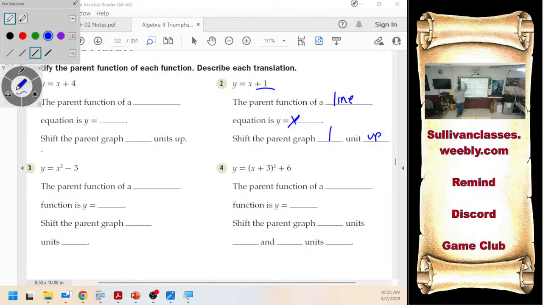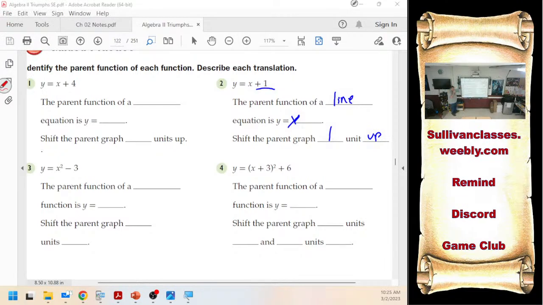Look at number 3. Does it got a squared or not? Yeah. So it's, you could do either. I would take either. Okay. The function is called a quadratic, but the graph is called a parabola.